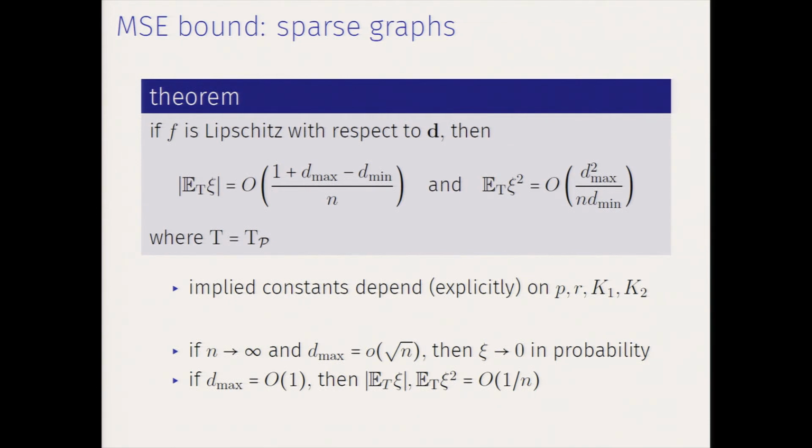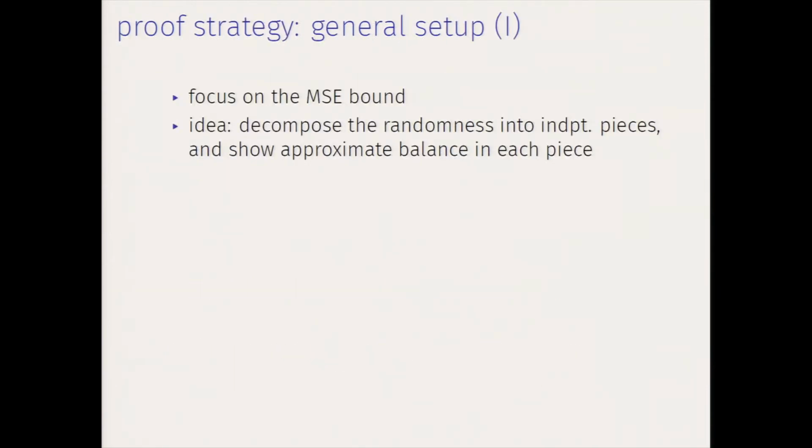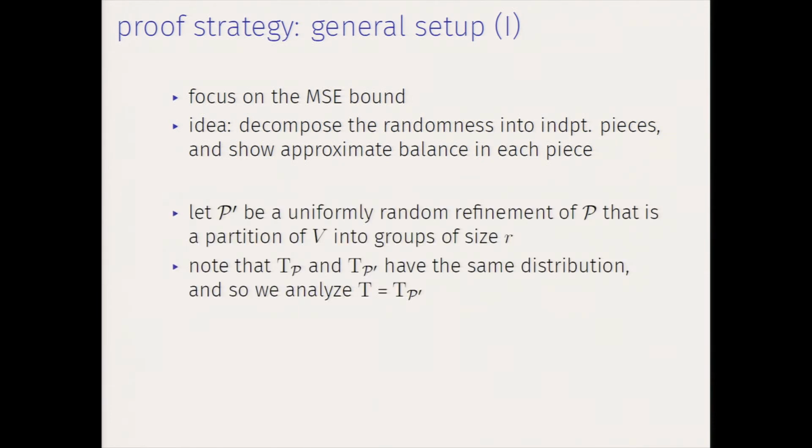So let me give some ideas behind the proofs of these two results. I'm going to focus on the mean square error bound because I think that's the more interesting one. And the idea is the following. Well, first thing is there's a lot of randomness in the design. What we do is we first decompose that randomness into some pieces and then show some kind of approximate balance in each of these pieces. So let me be a little bit more precise about what these pieces are first.